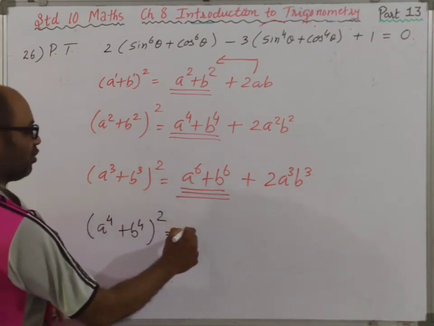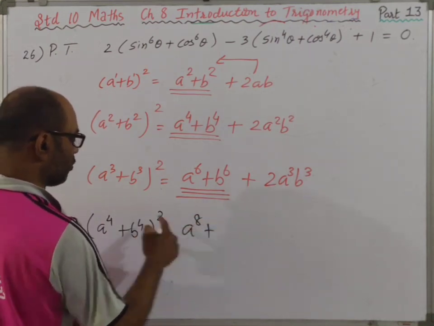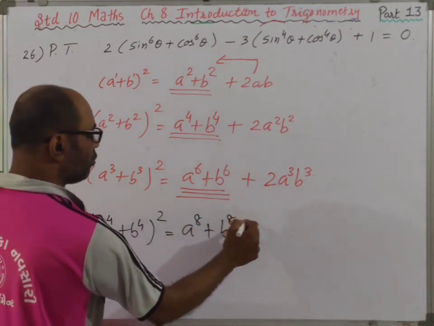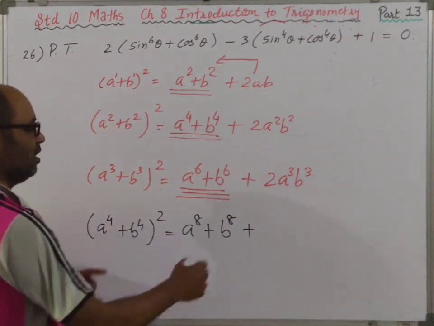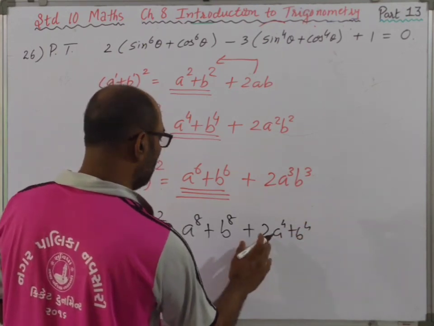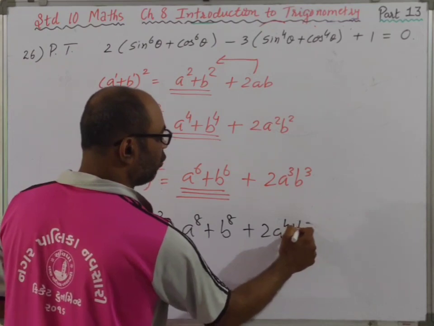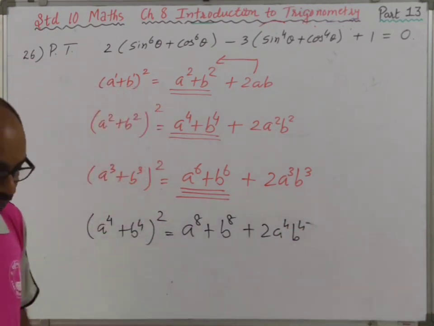So square of a raised to 4, a raised to 8. I may write this first, plus square of b raised to 4, b raised to 8. But don't forget this term, plus 2 times a raised to 4 into b raised to 4.